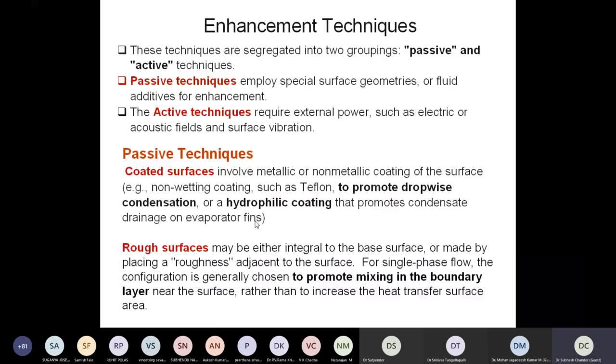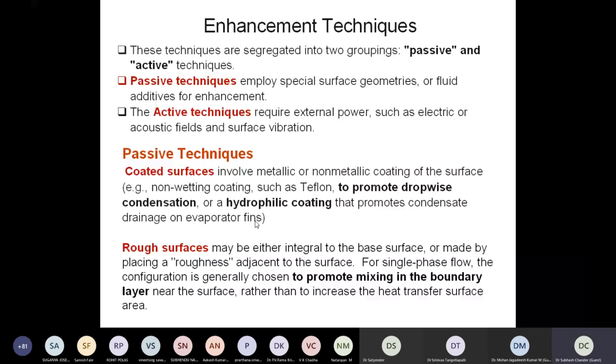My case study is even related to enhancing the heat transfer in a solar air heater using roughened surfaces. This is what I said in my title, right? Rough surfaces may be either integral to the base surface or made by placing roughness elements adjacent to the surface. For single phase flow, the configuration is generally chosen to promote mixing in the boundary layer near the surface rather than to increase the heat transfer surface.